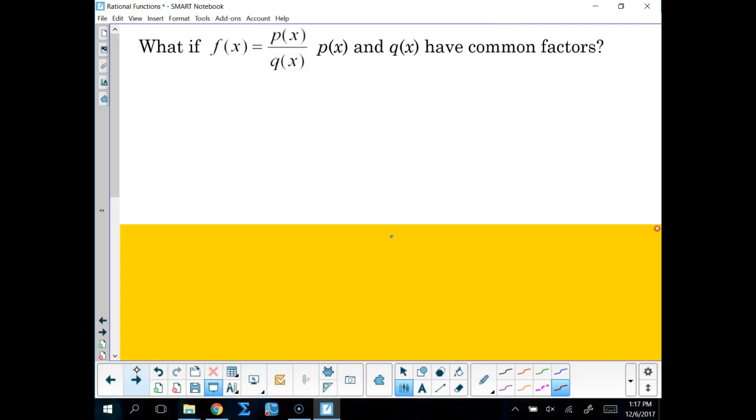What if we have common factors? By common factors, I mean, let's say our function, and I doubt that our function would ever look like this, but you never know. What if our function was 6 over 8? Do I like 6/8? Why not? How can I reduce it? Divide both top and bottom by 2.